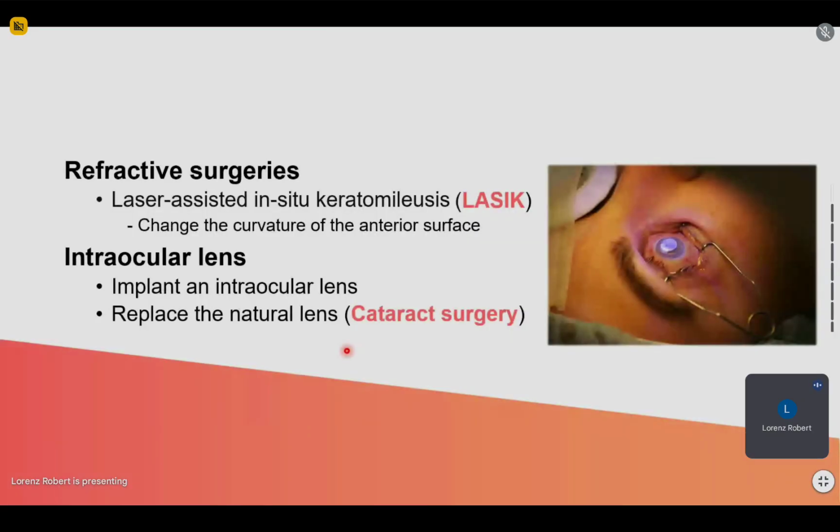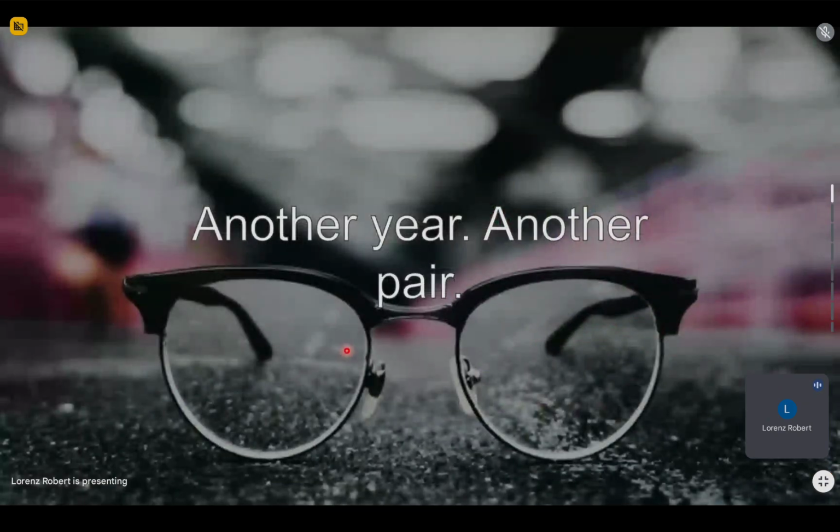And cataract surgery. So usually we have glasses yearly. I advise patients to have them corrected yearly. But if the patient's refractive errors worsen two or three times a year, then it might be a consideration of other corneal or lenticular pathology. Okay.